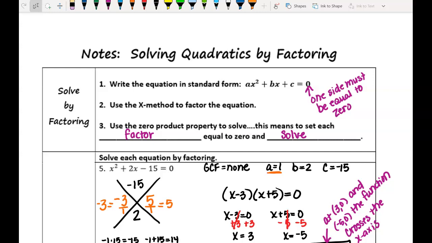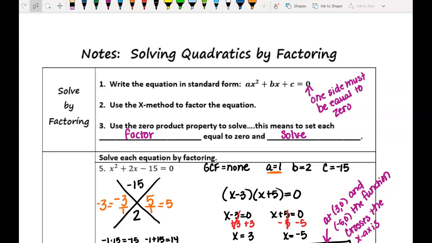All right, so before break, we were working on solving quadratics by factoring. I just want to remind ourselves what that looks like and what the steps are. The first step is to write the equation in standard form, which means that one side must be equal to 0. This is very, very important. Then we're going to use the x method to factor the equation.